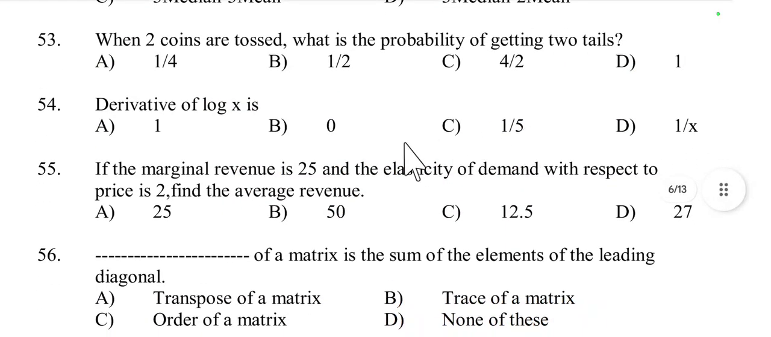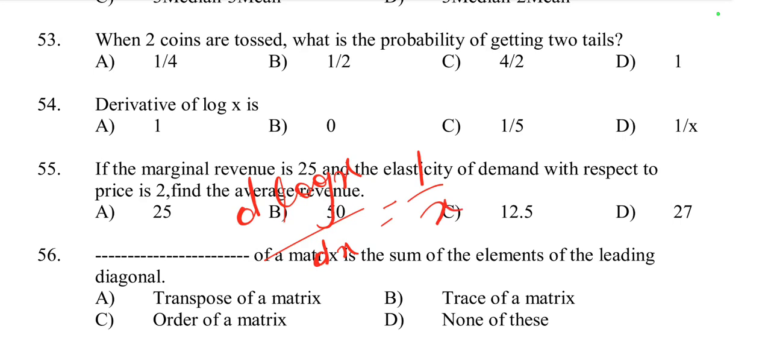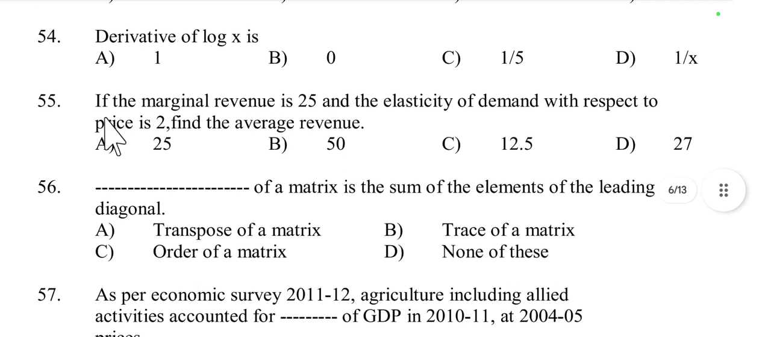Then question number 54. Derivative of log x. The derivative of log x by dx is equal to 1 by x. Here log is the natural log. So the right answer is 1 by x. It is a simple, direct formula of logarithm. The derivative of log x is equal to 1 by x. Option number D.